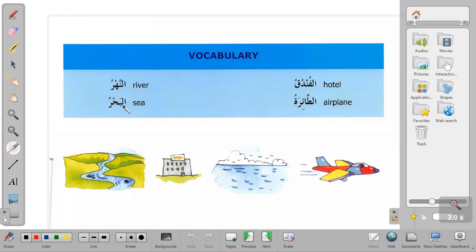Hope that is clear. So let me try to point them. So this one, this is the hotel, right? And this is the aeroplane, right? Okay. And this is the river, the Nahru. So how you can see. Now the Bahr, the sea, is here. Okay. So how you can see them.